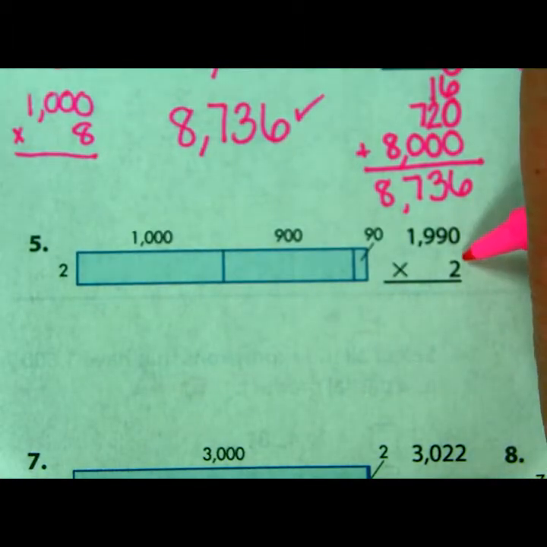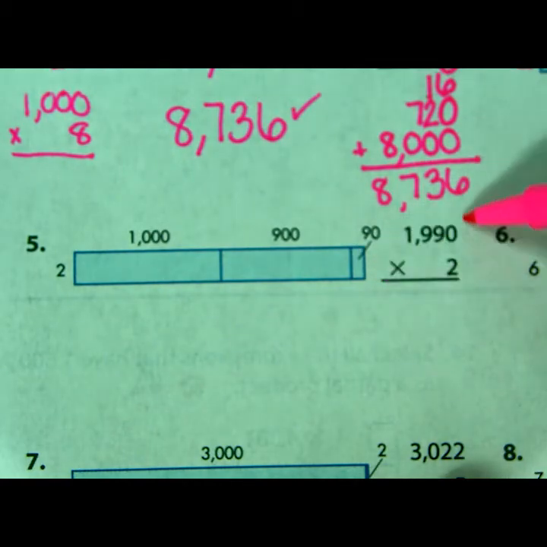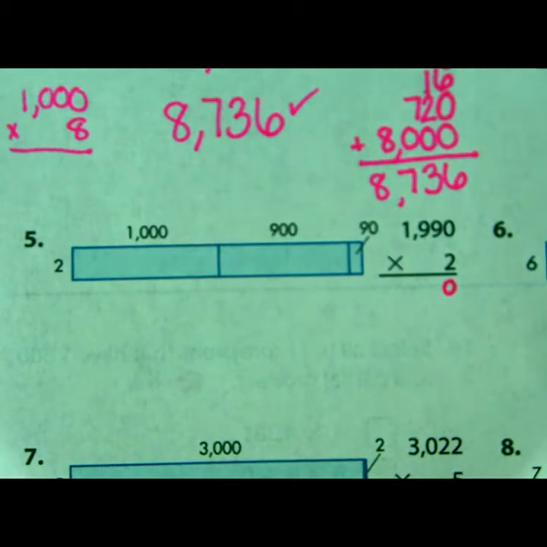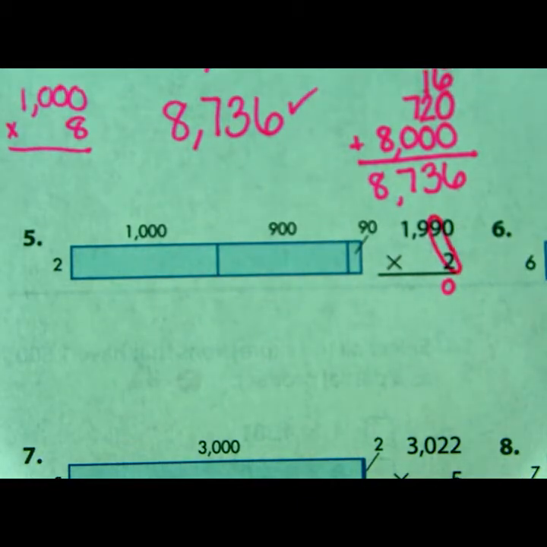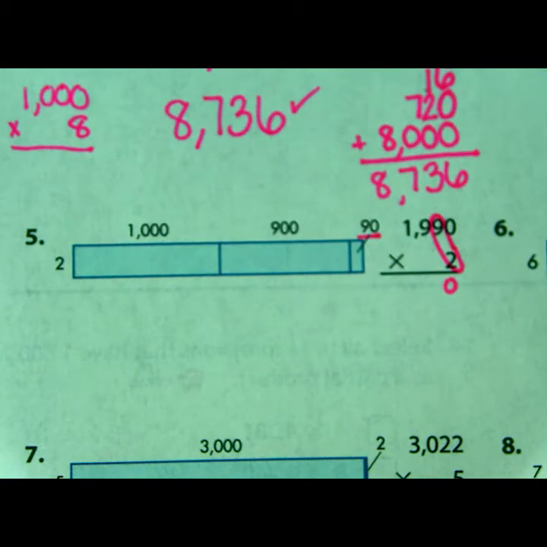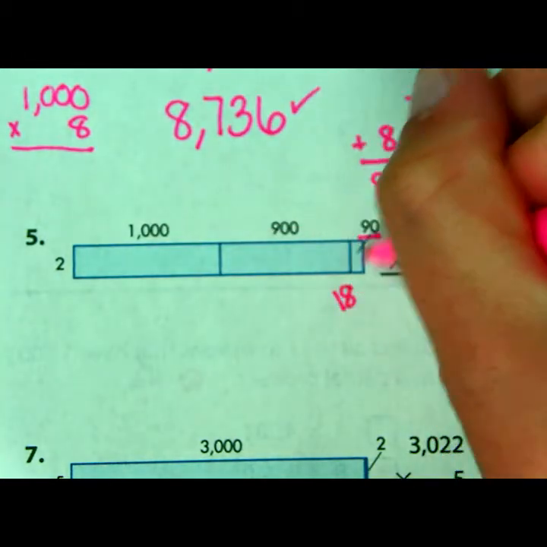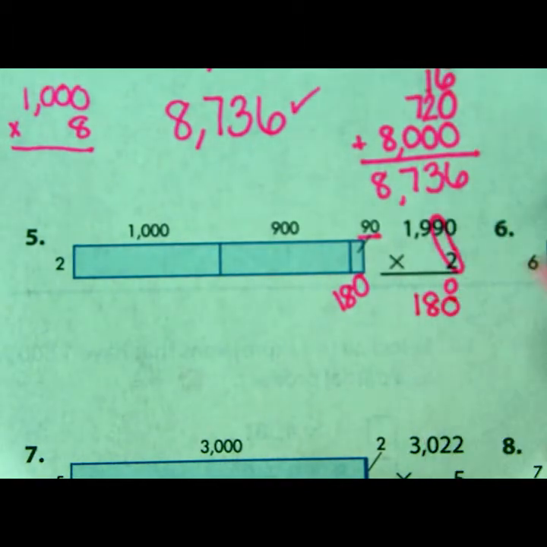Number 5. We don't have the ones place represented here on this area model because we have a 0. You could fill it in, 0. They don't even include it here on the area model. So moving right along to the tens place, if you have a 9 in the tens place, it has a value of 90. So 2 times 90. Well, I know 2 times 9 is 18, plus that extra 0 gives me a value of 180.